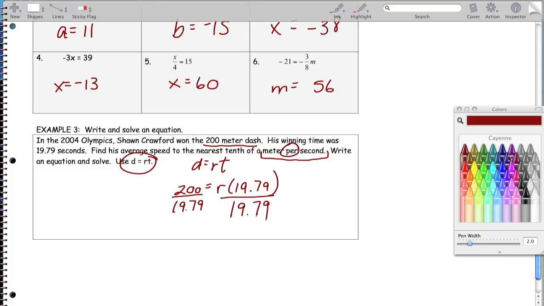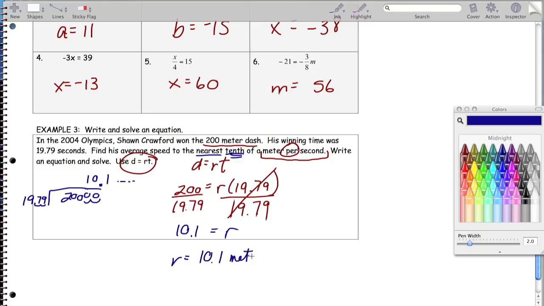Those 19.79s cancel out. R comes down. There we go. And what we have to do on the side, scratch work, is divide 200 by 19.79. We know we have to move our decimal point over 2 places and bring it straight up. I am not going to divide this out, but you would get 10.1 and so on. I can stop at that because the answer says to the nearest tenth. So my answer is a rate of 10.1 meters per second.